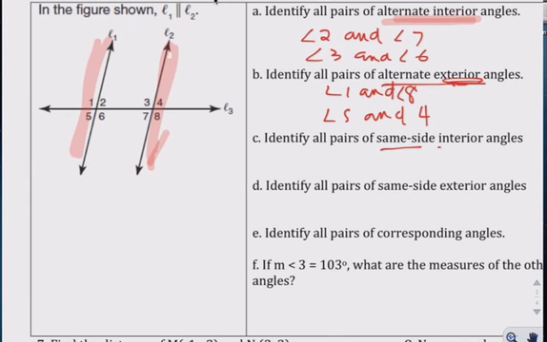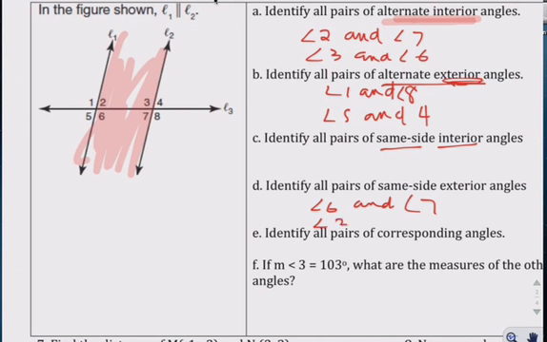Same side interior. Okay, interior is inside, same side. Angle 6 and angle 7. Okay, and angle 2 and angle 3.